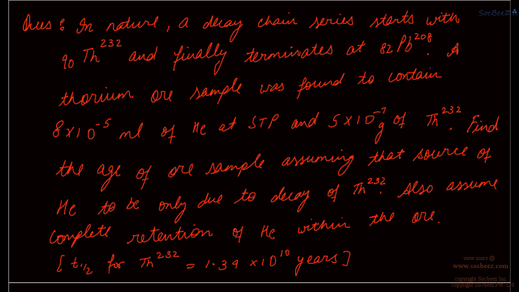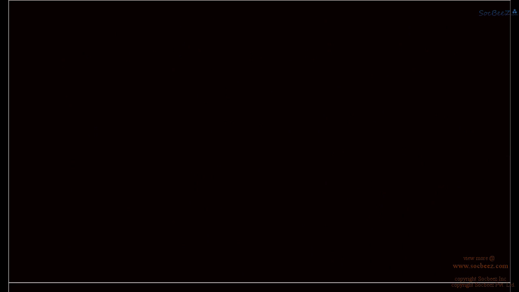A thorium ore sample was found to contain 8×10⁻⁵ milliliter of helium at STP and 5×10⁻⁷ gram of thorium. Find the age of the ore sample, assuming that the source of helium is only due to decay of thorium-232. Also, assume complete retention of helium within the ore. Now, the half-life of thorium-232 equals 1.39×10¹⁰ years. Okay.